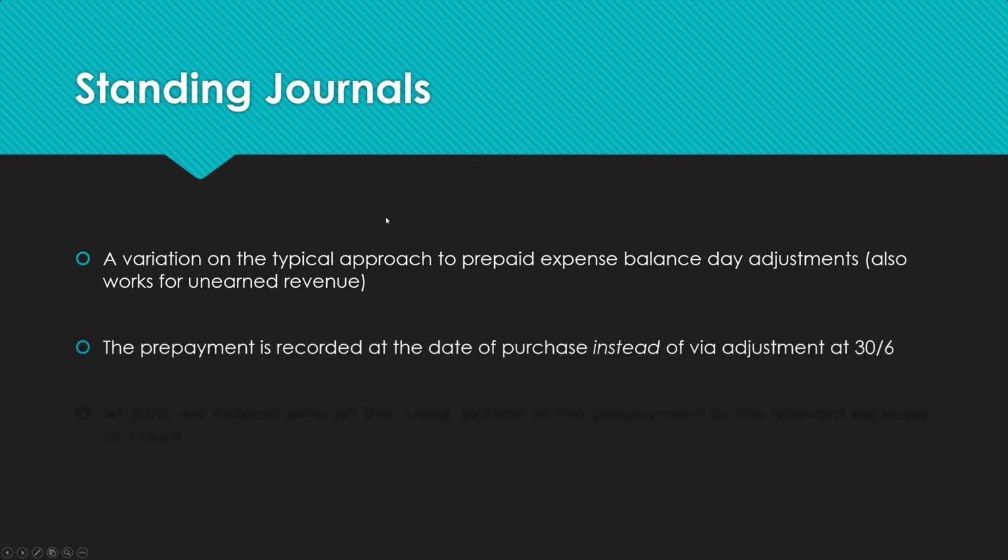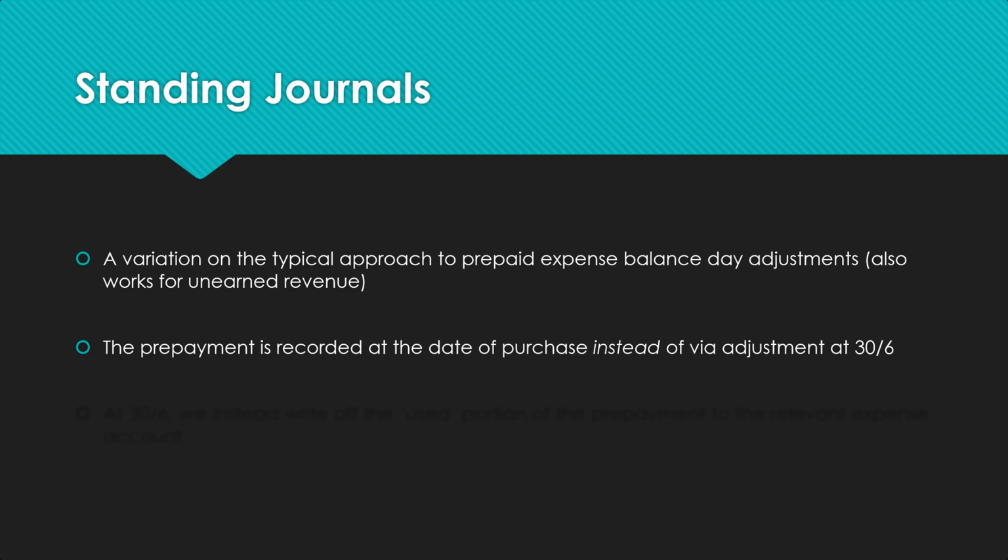So the prepayments are recorded at the date of purchase instead of the date of adjustment. You might remember that when we were doing the prepaid expense balance day adjustment earlier, we made the mistake on the 1st of June. We actually let ourselves record the $13,000 of insurance, knowing that a lot of it related to the next year. And then on the balance day, the 30th of June, we fixed it. We transferred out the prepaid amount from the expense account.